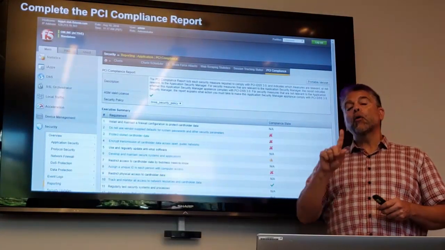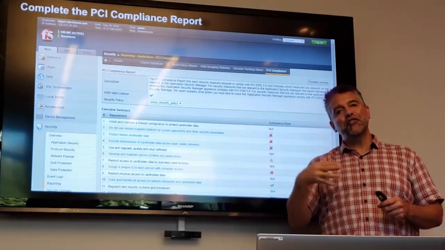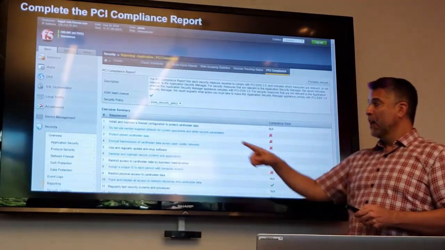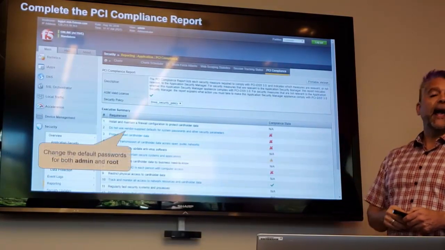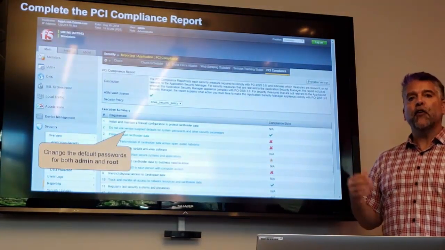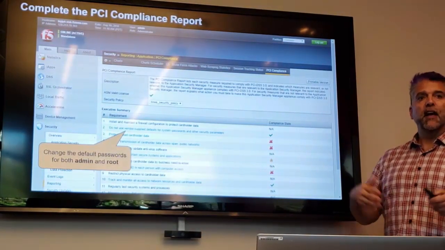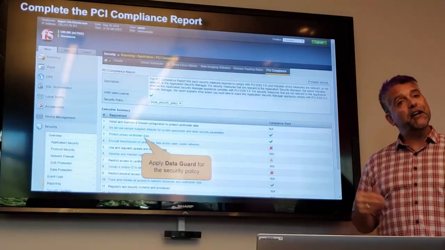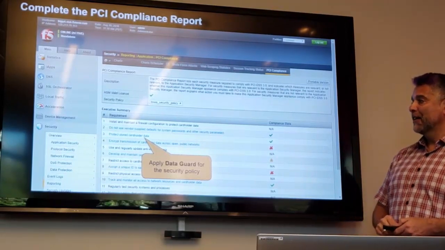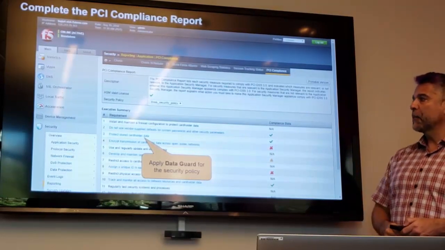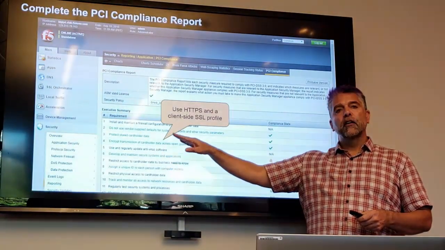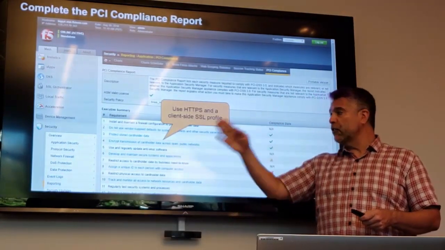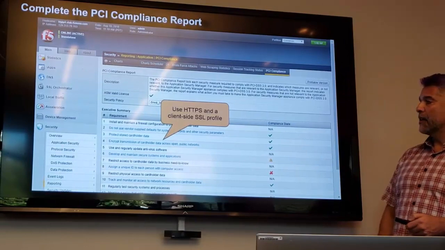Now let's see what we're going to have to do to achieve PCI compliance for each one of these. And then we'll look at each one in a little bit more detail. For number two, we cannot be using our BIG-IP default username and password of admin, admin, and root default. For number three, that's what we're going to use our feature DataGuard for. We'll look at that in a few more minutes. DataGuard is going to help us achieve compliance there. For number four, the virtual server must be using HTTPS. As long as it's using HTTPS, we're going to be compliant.